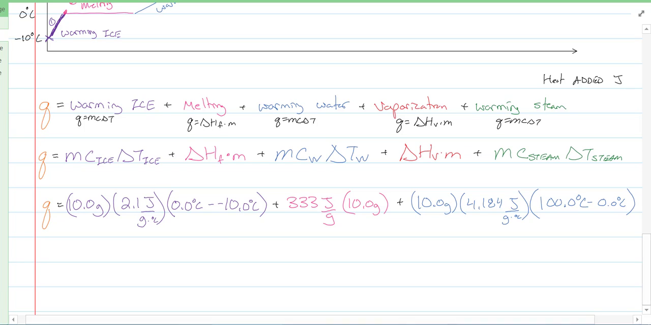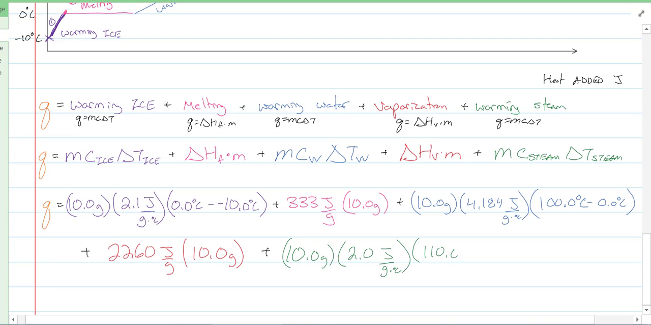Plus, delta HV, 2260 joules per gram times our 10.0 grams. And then last but not least, our mass of now steam is still 10.0 grams. Our specific heat of steam is 2.0 joules per gram degrees Celsius, and 110 degrees Celsius minus 100 degrees Celsius.